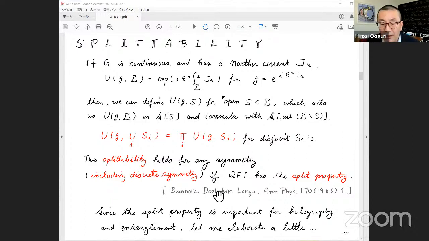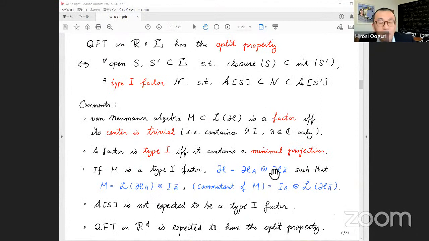There is actually a theorem in algebraic quantum field theory. I learned this from Ed Witten, that if you assume a property of quantum field theory called the split property, then this splitability of symmetry follows. And it follows even for discrete symmetry. So this is an interesting part. Here I was able to show this for continuous symmetry, but it turns out that if a quantum field theory satisfies the split property, then this is also true for finite group symmetry. This is an interesting property. And since this is important for the rest of my talk, I'd like to elaborate a little bit on this assumption, the split property. A split property is defined in this way.